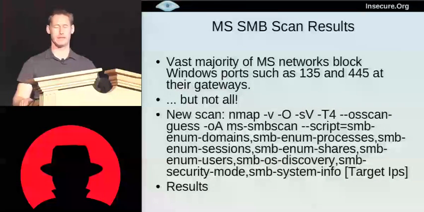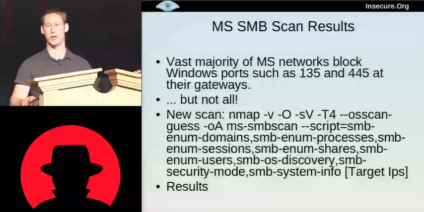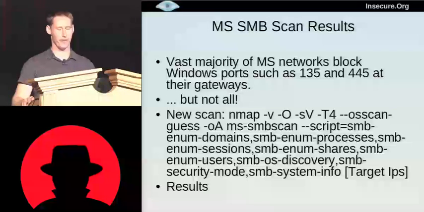So I did the big scans, and I looked at how it worked, and it turned out that the vast majority of Microsoft networks just completely blocked the Windows ports from their networks, such as 135 and 445. And this is probably something other enterprises and businesses should take note of. If Microsoft feels that it's unsecurable and should be blocked, then you probably would want to as well. But notice I said the vast majority of their networks blocked them. Not all of them did.